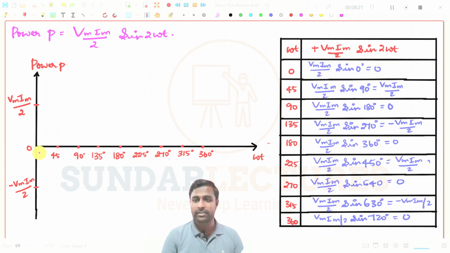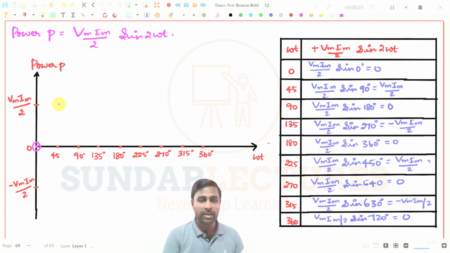At 0 we are getting 0, so it will be like this. At 45 degrees it is Vm Im by 2, so it will come around here. Again at 90 you get 0. At 135 you get minus Vm Im by 2. And at 180 degrees again you get 0. So I am just plotting this curve.